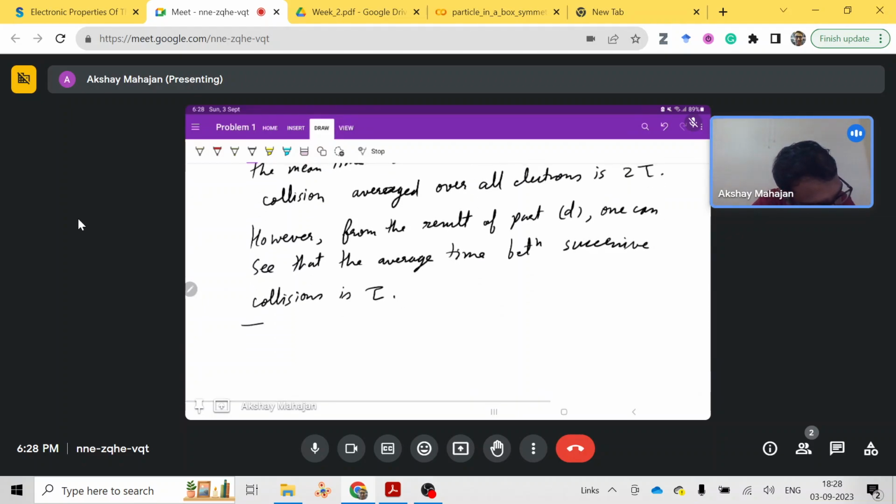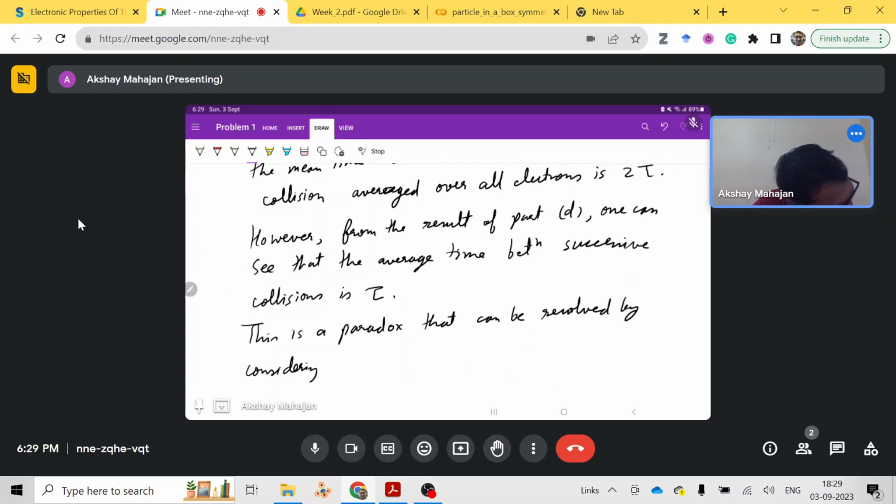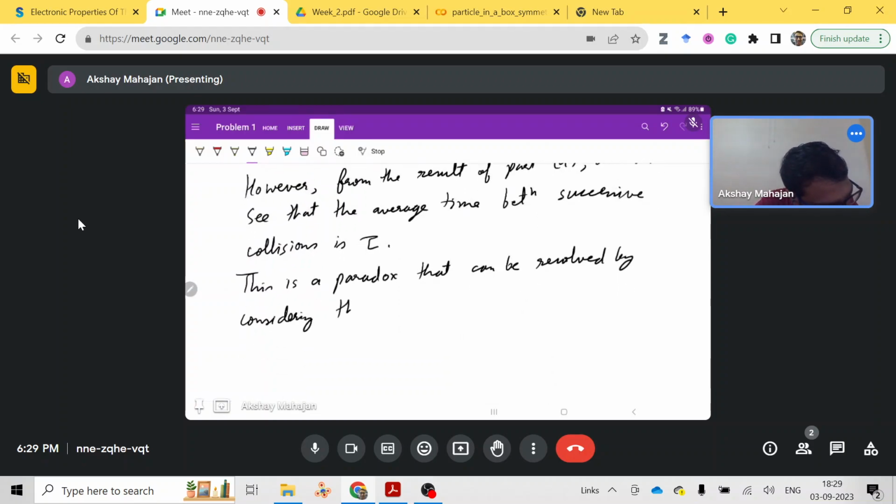Now this is a paradox that can be resolved by considering the timeline of a single electron shown below.